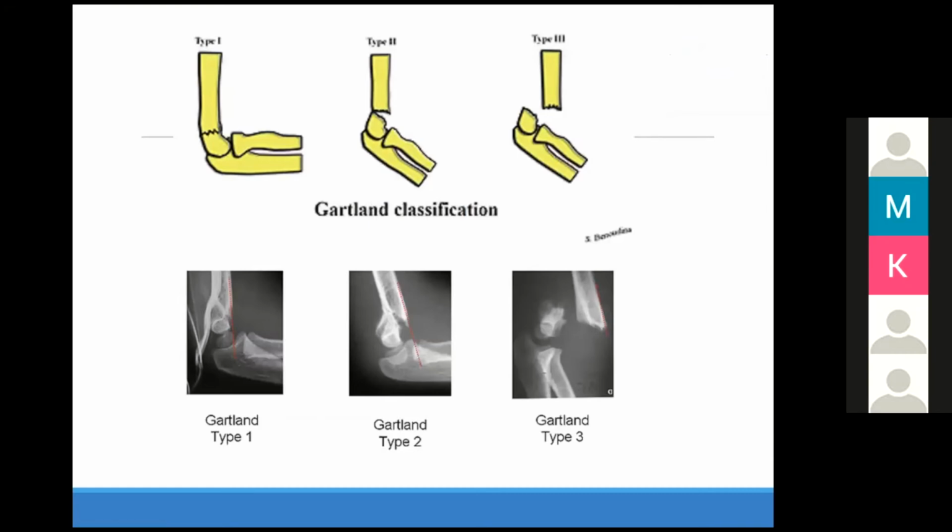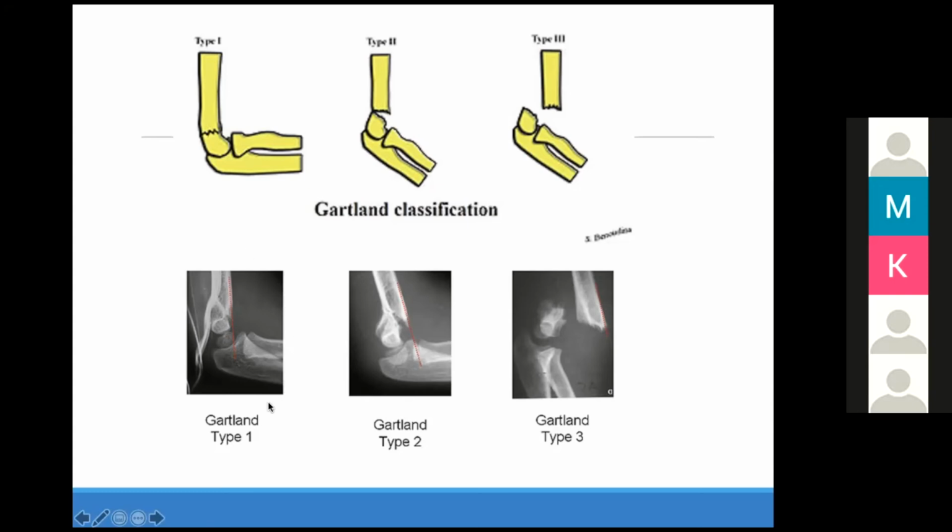This is the Gartland classification. This is the classification we use to determine what type of management a patient would need for a supracondylar fracture. Very briefly, in a nutshell, there are 3 types, 1, 2, 3. Essentially what you're looking at is how displaced the distal humerus is. The line that you follow, which is this red line that you can see on these x-rays, is the anterior humeral line. And in a normal x-ray, this anterior humeral line, if you follow my cursor, will bisect the capitellum.